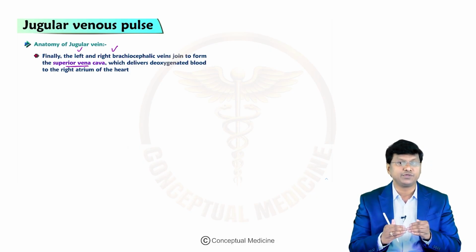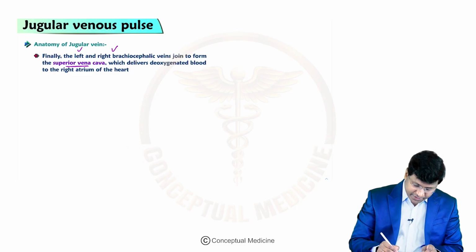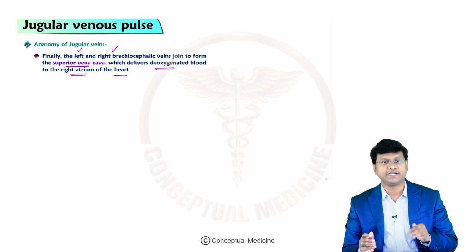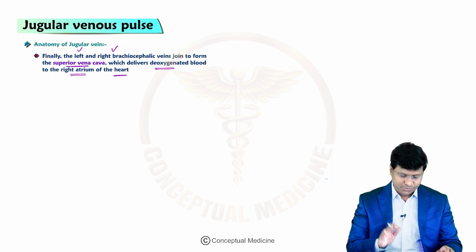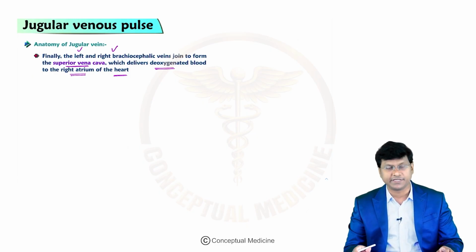Right, both of them join to form the superior vena cava, and this superior vena cava delivers the deoxygenated blood to the right atrium of the heart. So this is about the basic anatomy of the jugular vein.